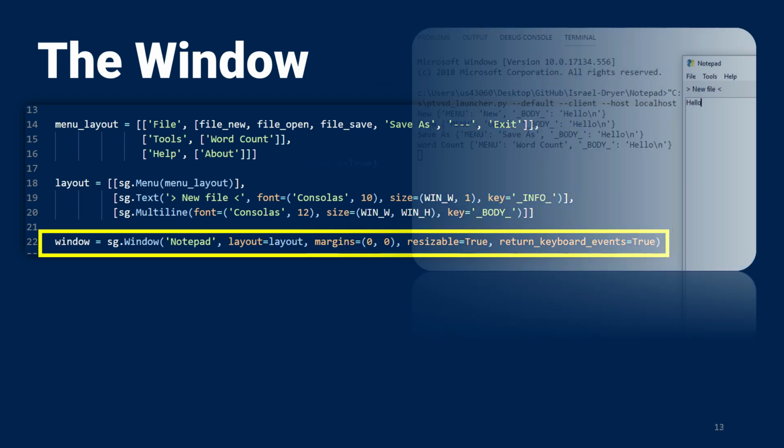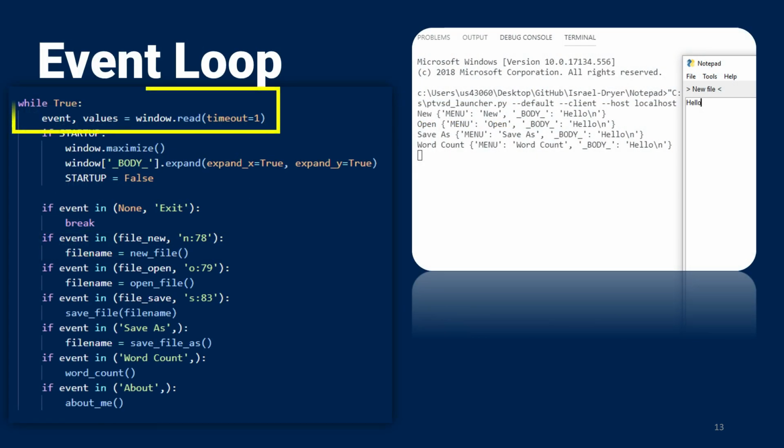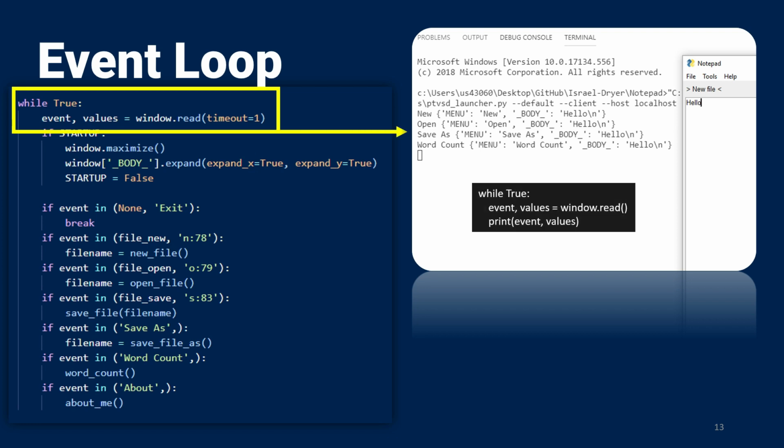If you want your GUI to actually do something, you're going to need to listen for events. And if you want the window to remain open, you'll need to use an event loop that will keep listening to subsequent events after an event has occurred. When you call the read method on the window element, the window is opened up on the screen. And every time an event occurs, the window returns two items, the event name and a dictionary of values from the elements in the window.